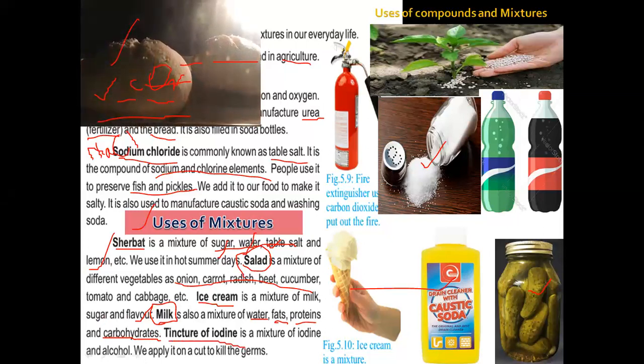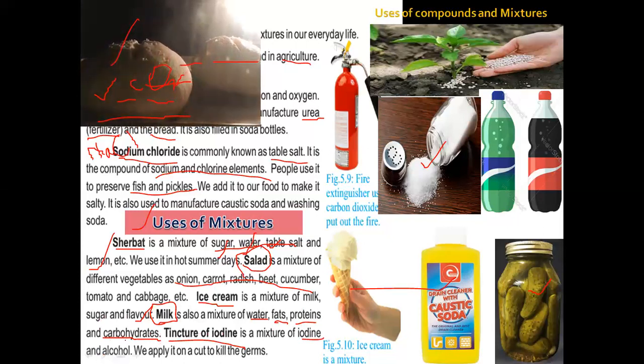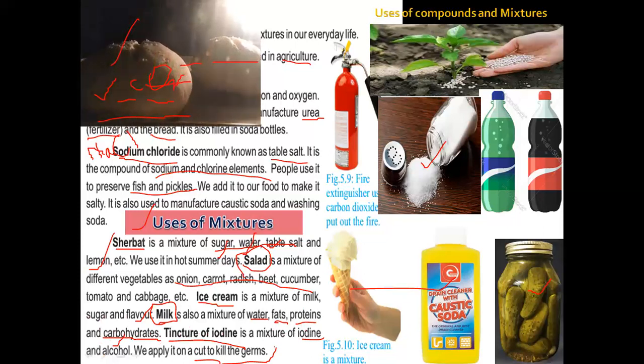The next, last but not the least, is tincture of iodine. That is iodine in liquid form and alcohol in liquid form. So this is a mixture of iodine and alcohol. And you know, if there is a cut or wound, you go to the hospital. So doctors use this for cleaning the germs from that wound.